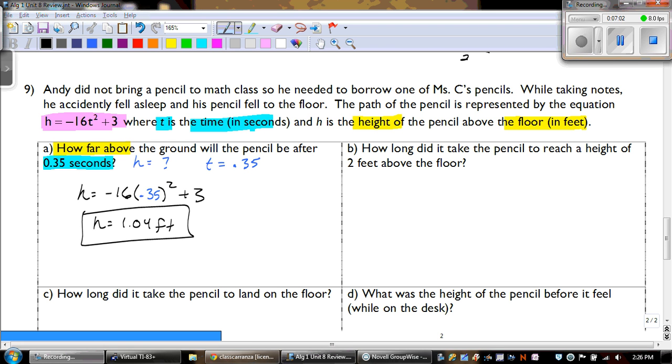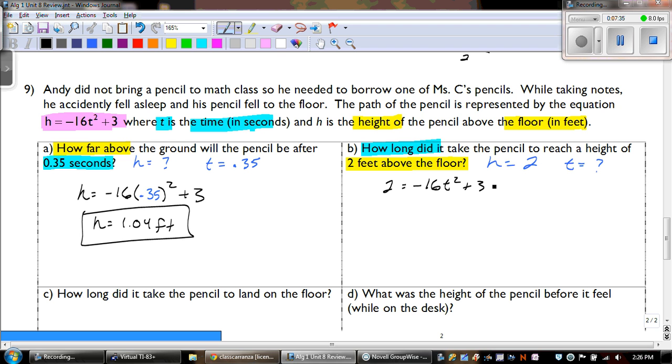Okay, and you should have gotten that h equals 1.04 feet. Okay, the next one. Remember, we got to write down h and t. How long did it take the pencil to reach a height of 2 feet above the floor? Well, for this one, they told me that the height is 2, and we're trying to find the t. So using the same equation, 2 equals negative 16t squared plus 3.